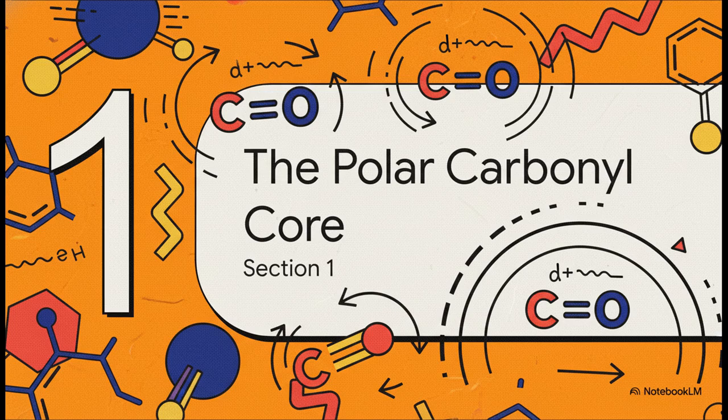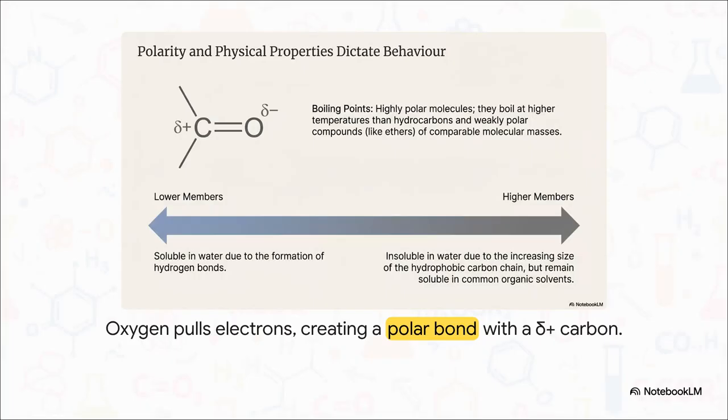Okay, so if we're going to understand how these molecules actually behave, how they react, we have to get to know the personality of the carbonyl group itself. And really, it all boils down to one simple word: polarity. Now this is the key to everything. Seriously, it's all about a chemical tug of war. See, oxygen is more electronegative than carbon, which is just a fancy way of saying it's really greedy for electrons. So it's constantly pulling the shared electrons in that double bond closer to itself.